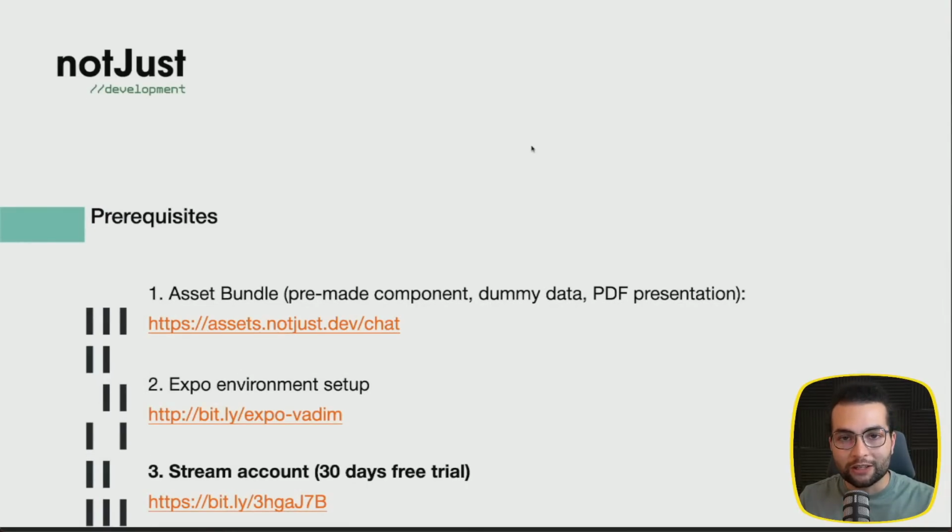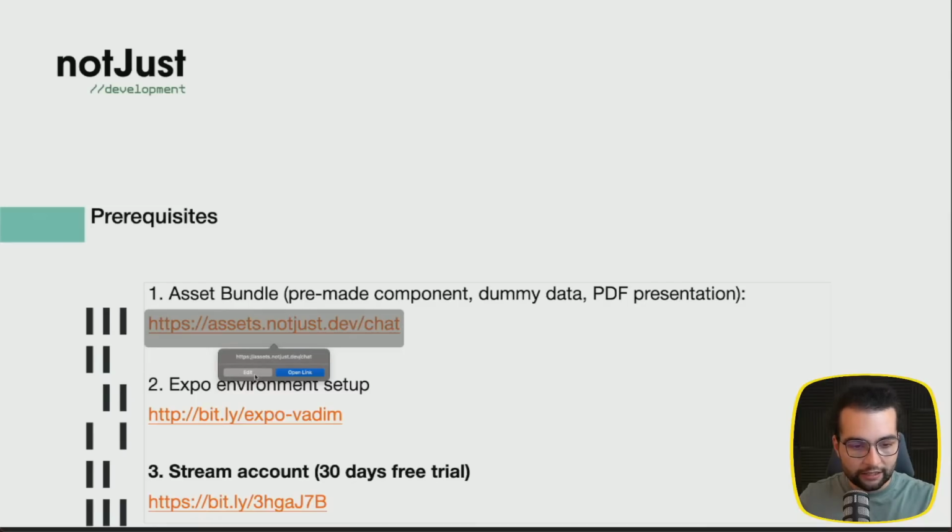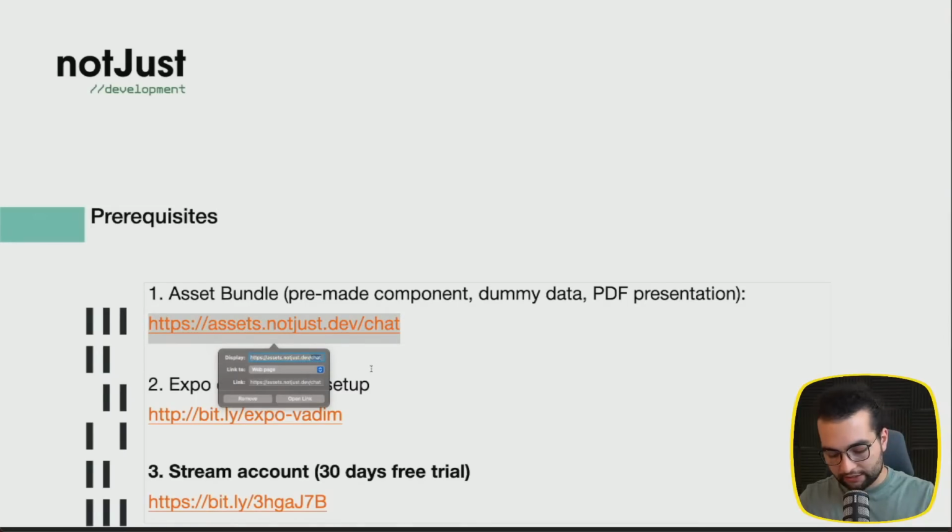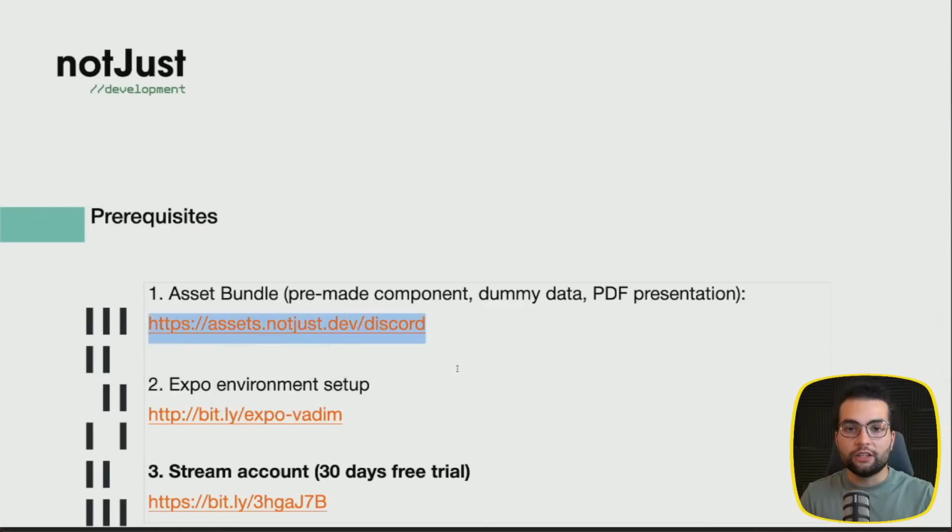If you want to follow along with this tutorial, which I always highly encourage, to actually start building alongside me in order to better learn these concepts, then you will need a couple of things as a prerequisite. First of all, the asset bundle that I have prepared for you. It includes a couple of screens and a couple of components that we will need throughout this video. You can get them at assets.notjust.dev. It's actually not chat, it's Discord. So /discord and download your asset bundle.